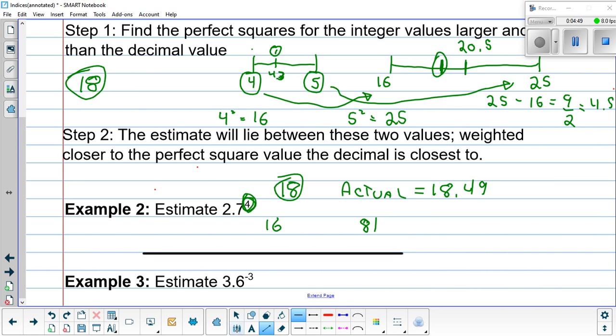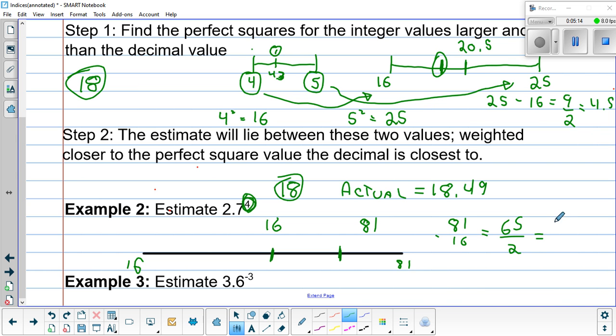If at one side we have 81, and at this side we have 16, and we're looking for a value of 2.7, well, that's about half. So if we want to find that, we find 81 minus 16, which is equal to 65. Divide that in half, that is 32.5. So the halfway is going to be at 48.5, and we're about halfway in between those, I'd say.